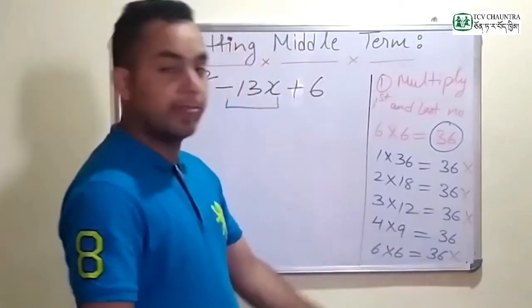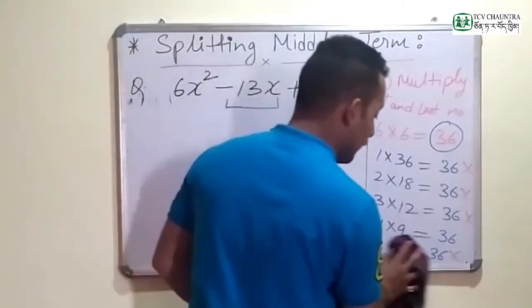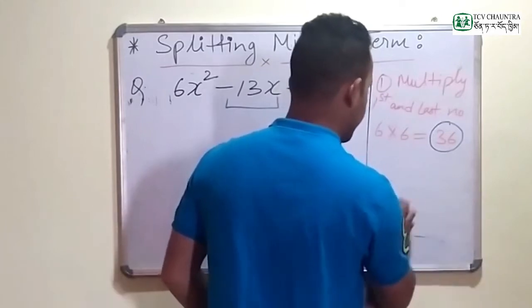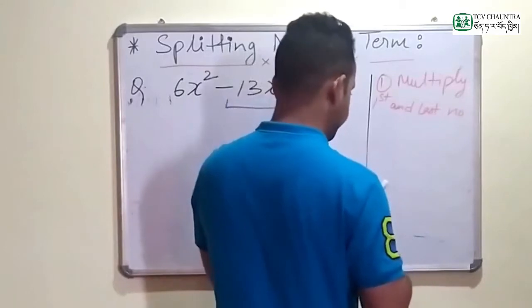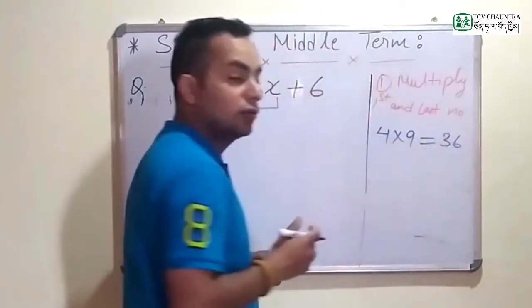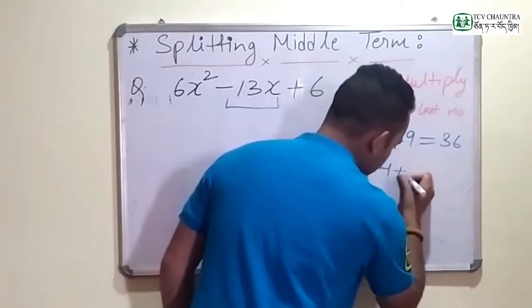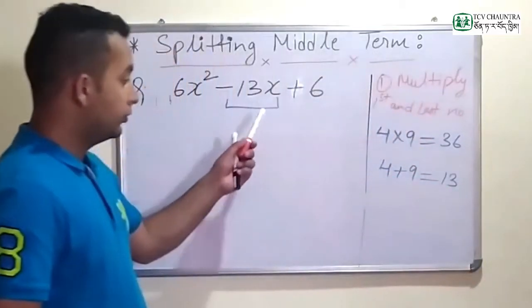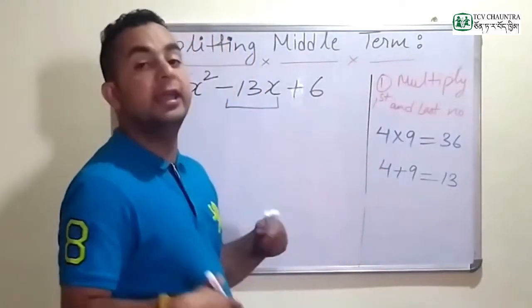Now you are left with the factors 4 and 9. If we add 4 plus 9, you get 13. You will get 13 by adding 4 and 9, but you need negative 13.